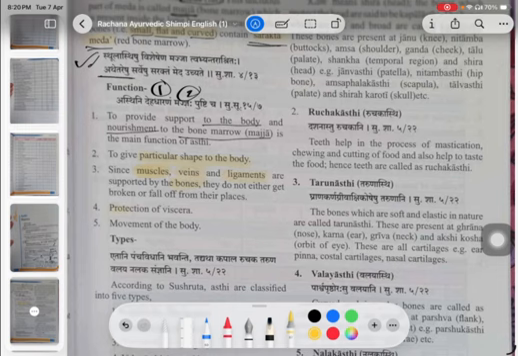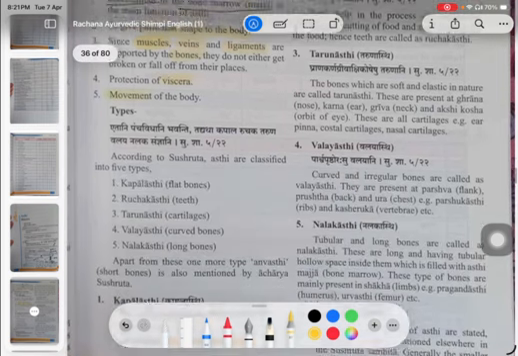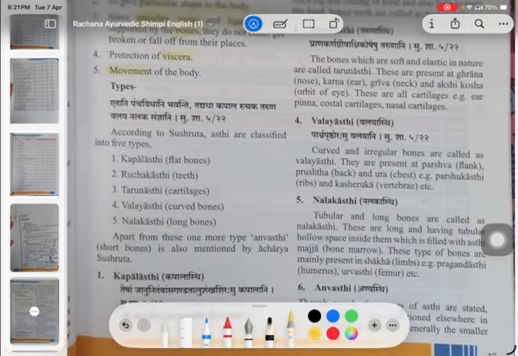Protection of viscera, movement of the body. All right, so it protects the vital organs and helps in movement. The types of bones. This is a very important shloka. You should always learn it. Etani panchvidhani bhavanti. There are five types of bones. Panchvidhani, five types.